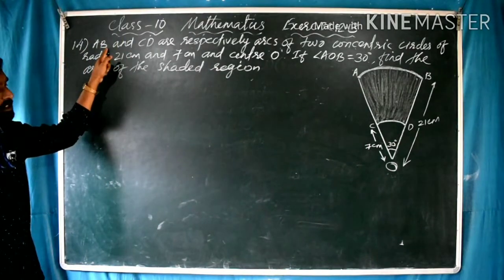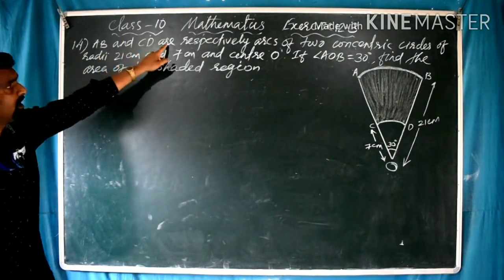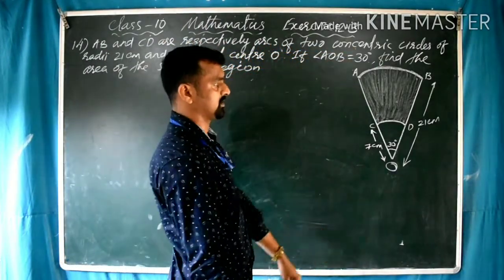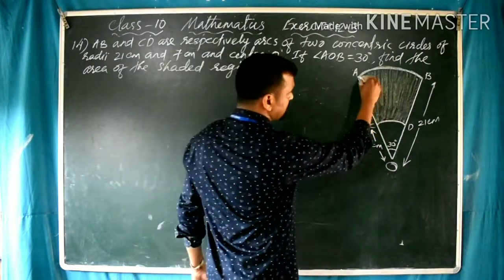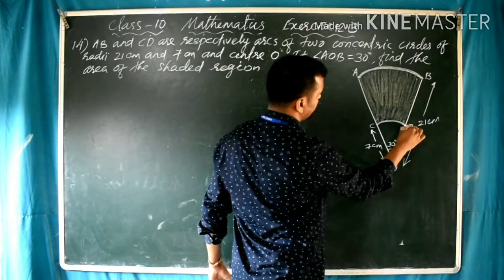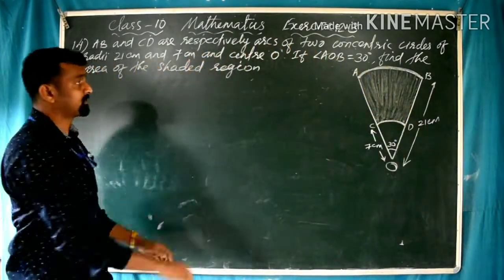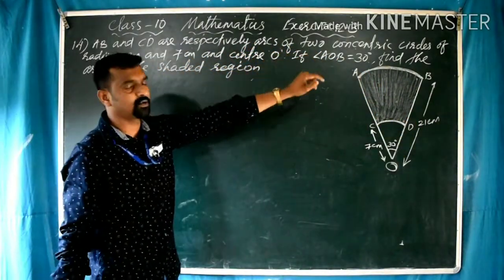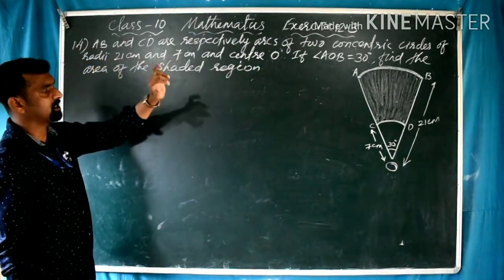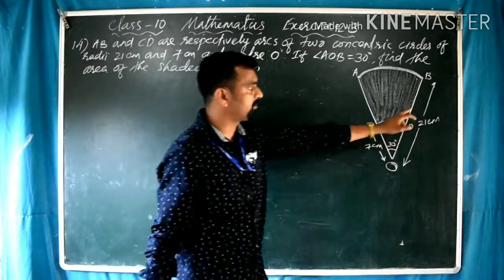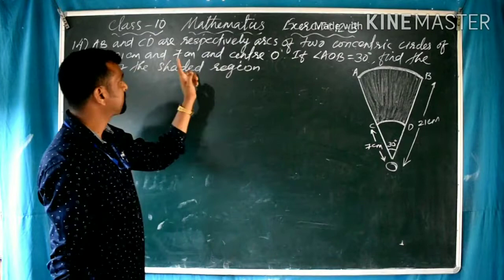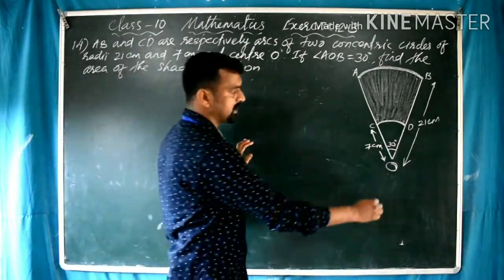Let's see the question. AB and CD are respectively arcs of two concentric circles of radii 21 centimeter and 7 centimeter, and center O.